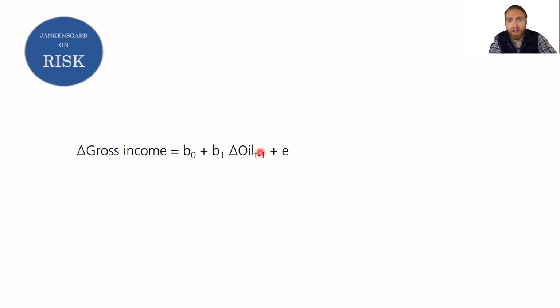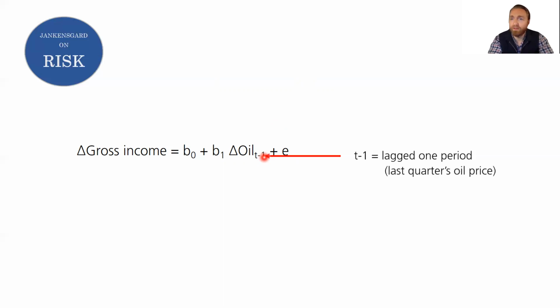Notice that we're now lagging the oil price. T-1 means a lag of 1 period. So the previous quarter's oil price is used to explain the current quarter for corporate performance. So now this lagging is incorporated into the model. We can deal with that.